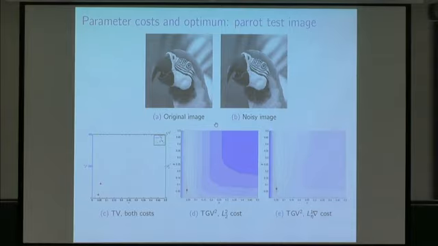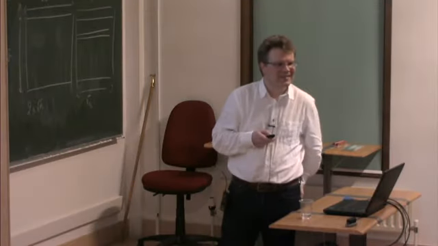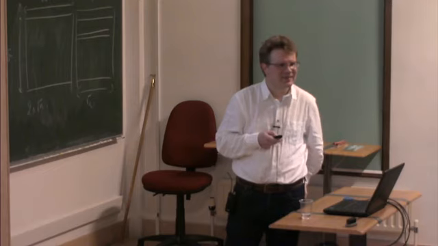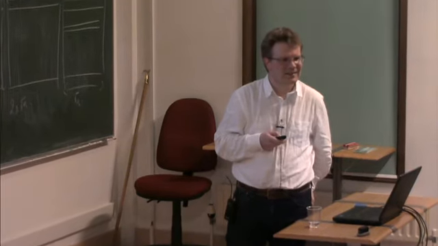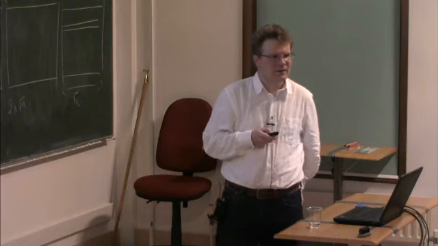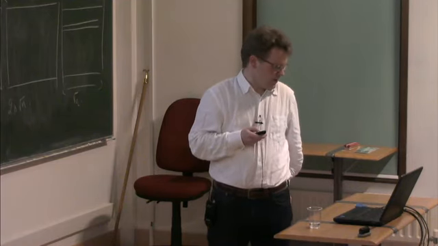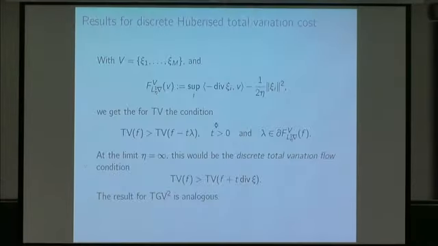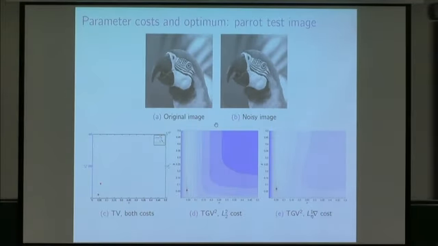Just another technical question. When you have the TV minimizer of this regularized problem, can you say anything about the level sets of the minimizer? You mean how likely they are to be Jordan curves? I don't know about that. I mean regular, that they are curves rather than a patch or something.